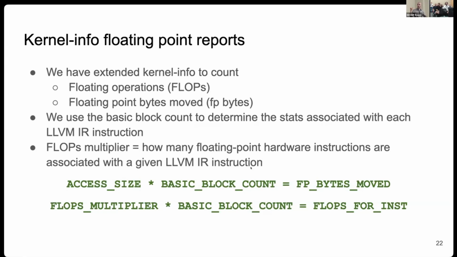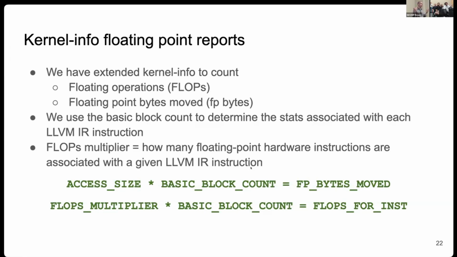So to get the number of floating point bytes moved, all we need to do for a particular read or write instruction is take the number of bytes that that particular instruction reads or writes, and multiply that by that instruction's enclosing basic block count, right? That gives us the total number of bytes moved for that particular instruction.